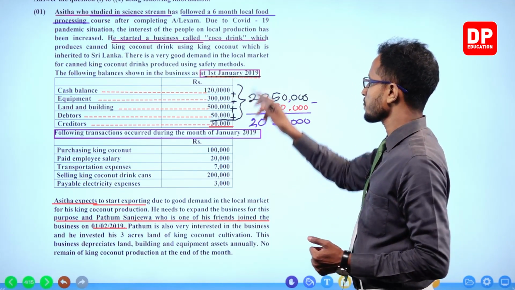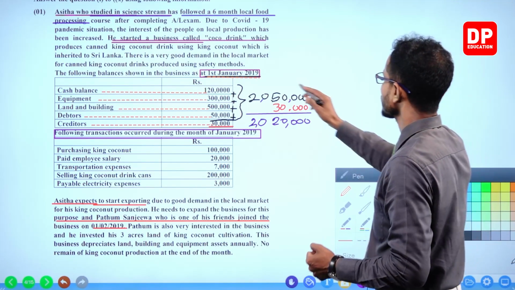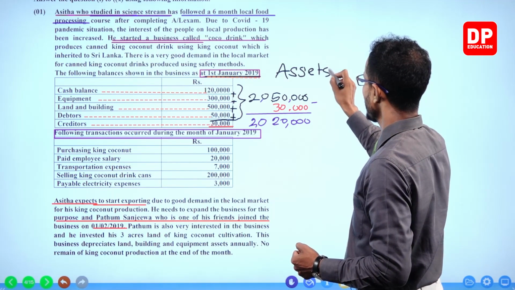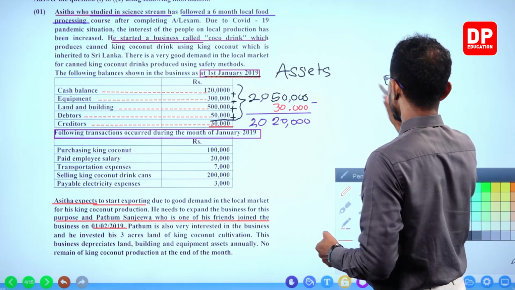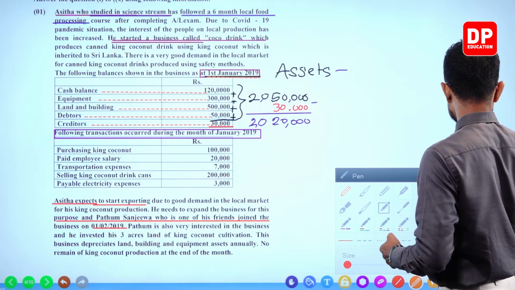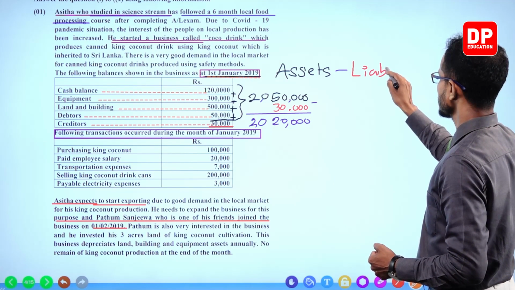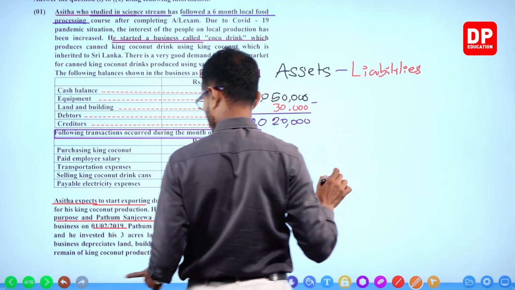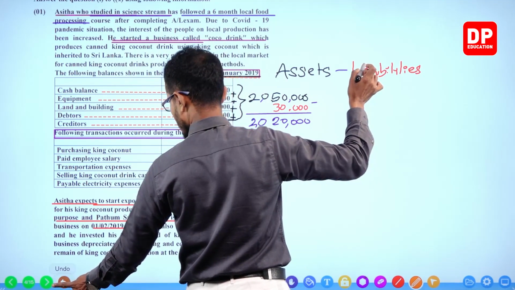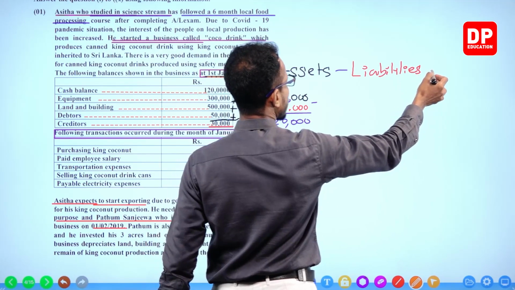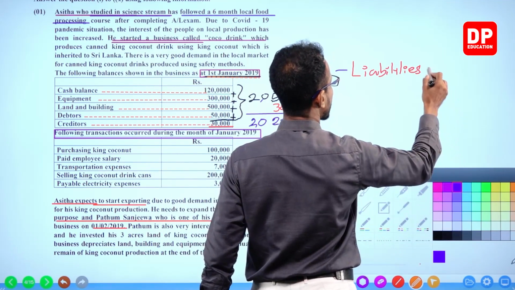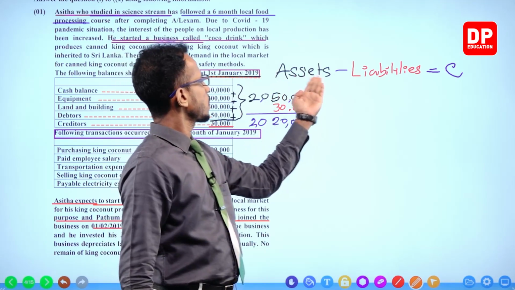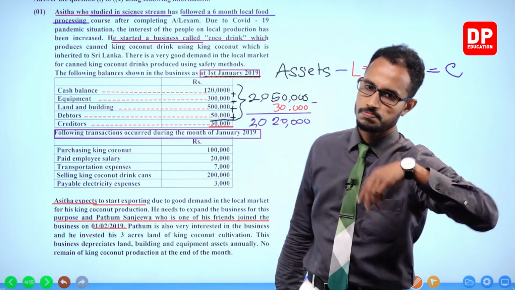You know how we got it? Assets minus liabilities equals capital. Got it? Assets minus liabilities equals capital.